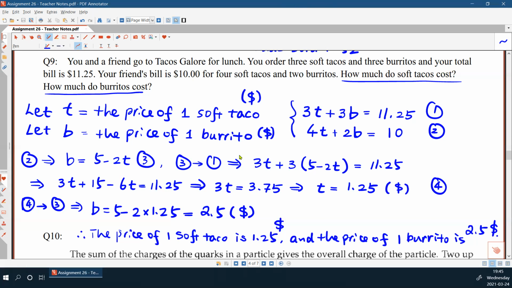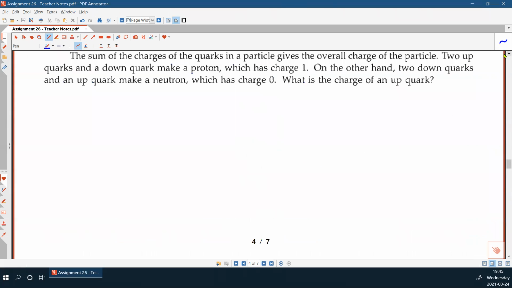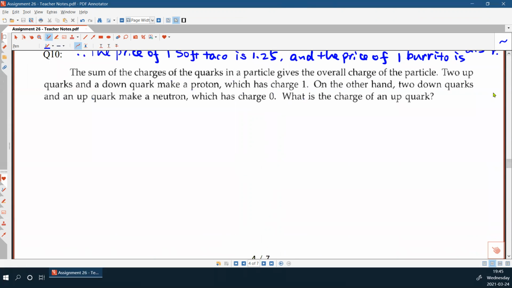No questions? Okay, let's see the next one. Question 10. Sum of the charges of the quarks in a particle gives the overall charge of the particle. 2 up quarks and a down quark make a proton, which has charge 1. On the other hand, 2 down quarks and an up quark make a neutron, which has charge 0. What is the charge of an up quark?